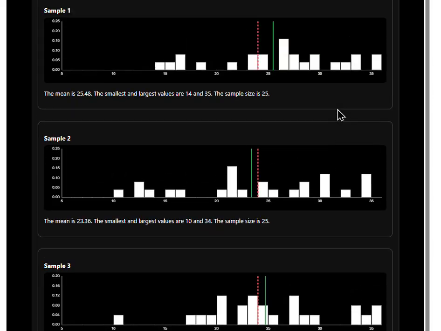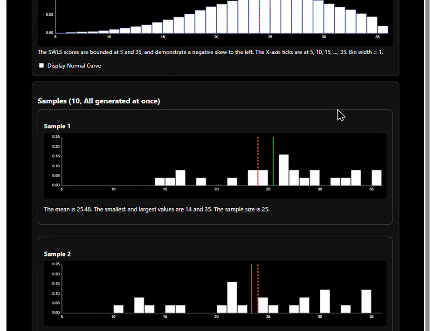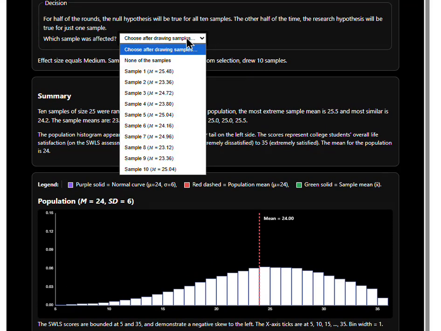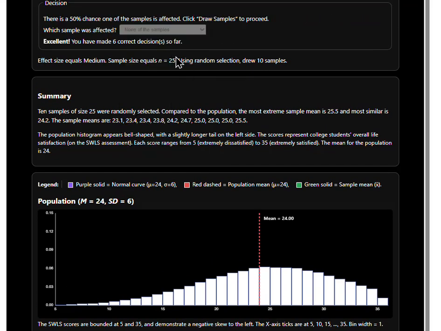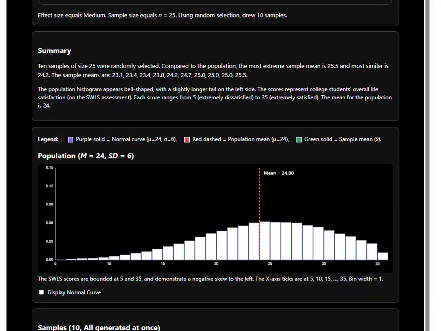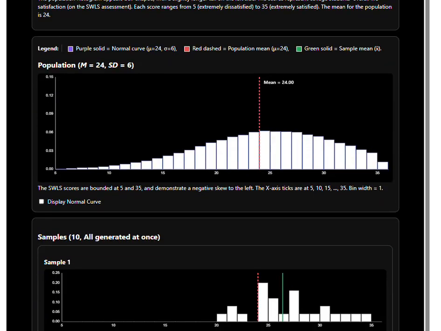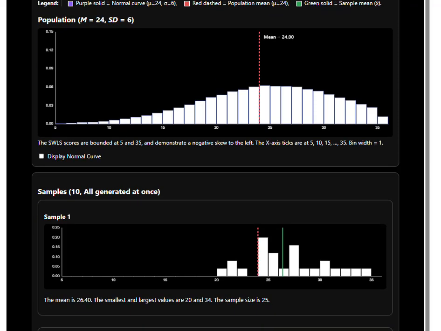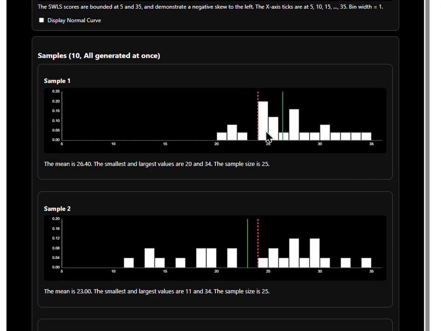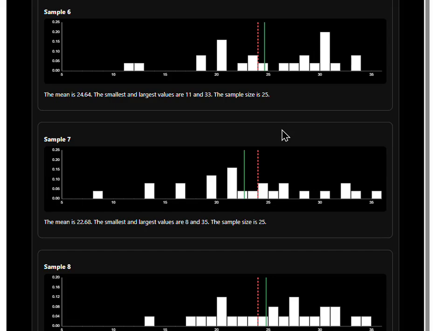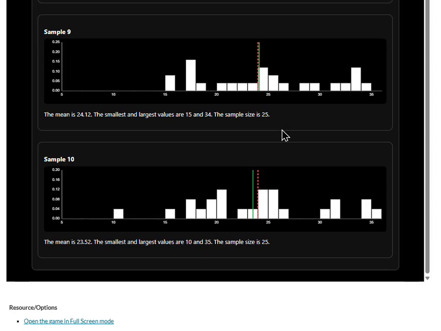And these are all looking pretty close to me. So I'm going to say none. Wow, nailing it. So you're welcome to come check out this app and see how good you are at eyeballing a difference between what the null hypothesis says it should be, the dashed red line, and what you actually observed, your sample mean. And you have to decide that there's some variability just due to random selection, right?